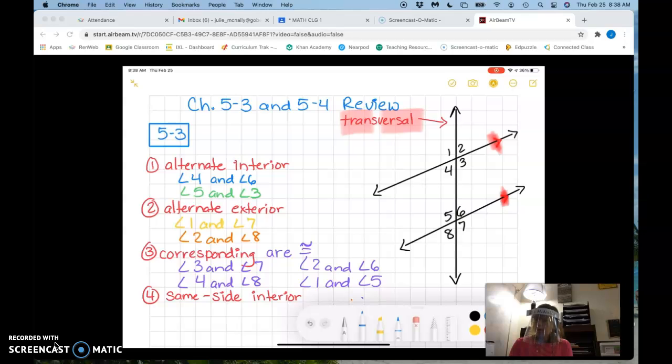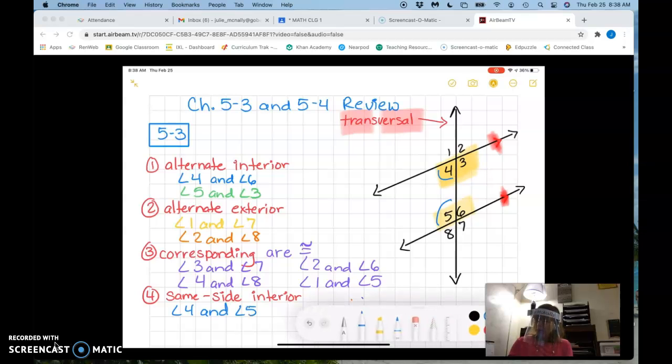2 and 6. Okay, so interior means that it's inside the parallel lines. So we're only looking at these two that are inside the parallel lines. And same side means that they're on the same side of the transversal. So 4 and 5 are on the same side, and they're both inside.